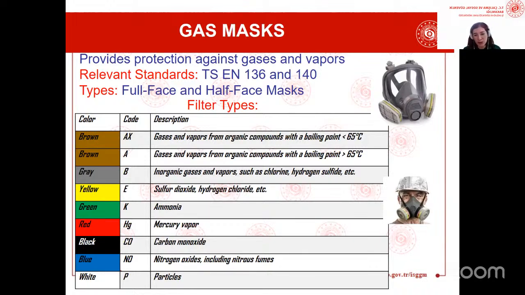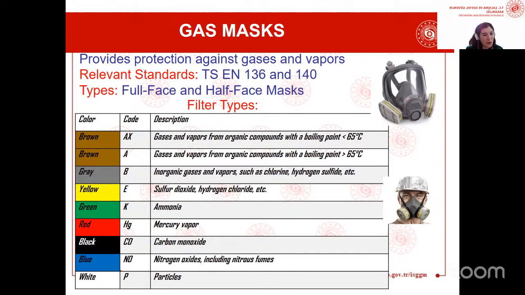Filters are color-coded to assist in selection and monitoring of workers. Particle filters are white and have blue or red markings based on their performance levels. The most commonly used gas filter is the AB filter. Gas, vapor, and combined filters have color-coded bands according to the performance color coding specified in the European standard. According to the TS/EN 14387 standard, the meanings of the letters in the protection categories are shown in the table.